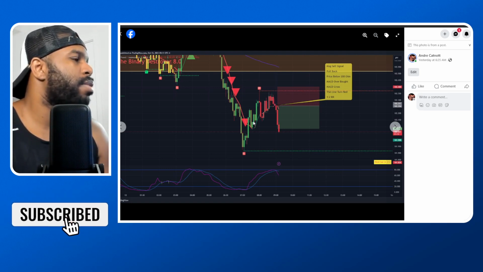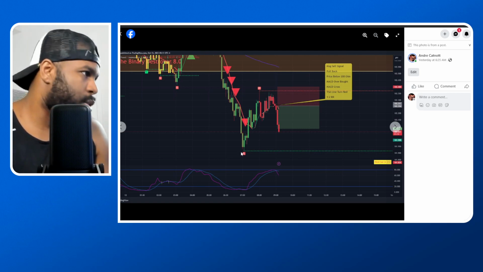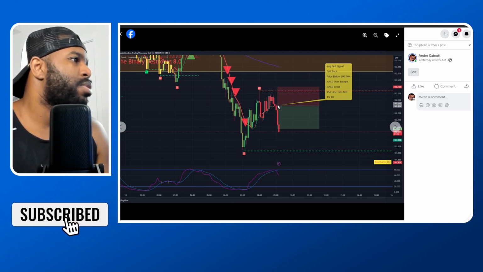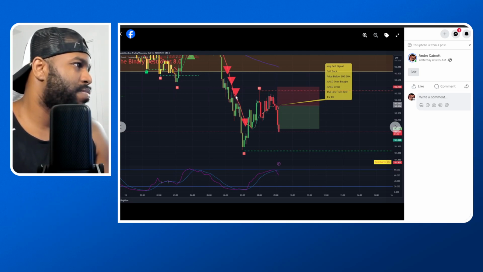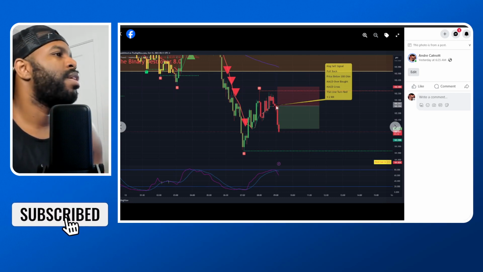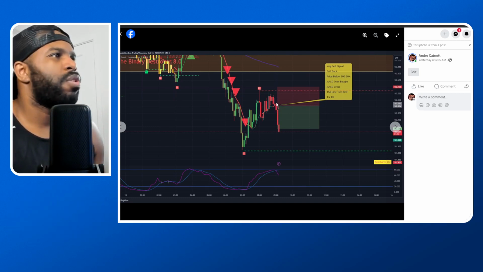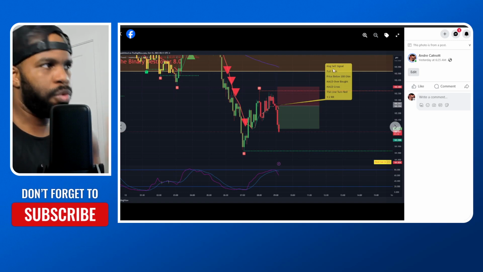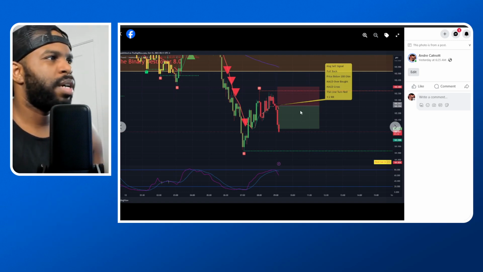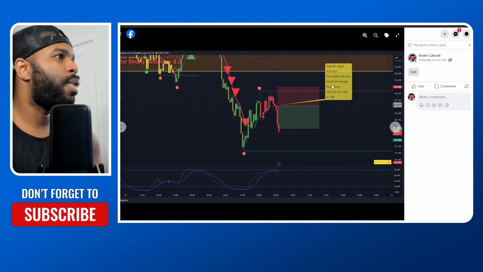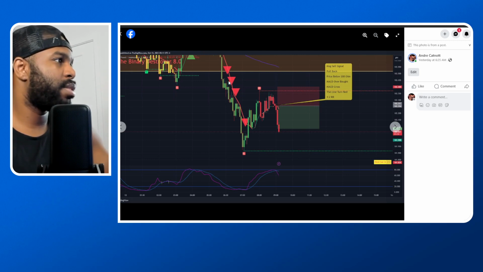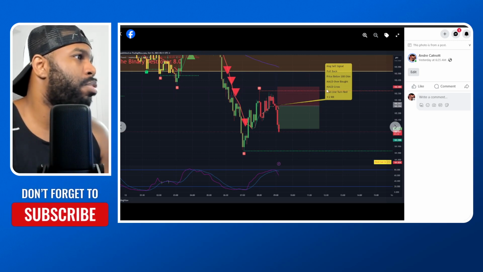So once I saw the pullback, I waited for price to close above this red line or this green line, and I waited for it to turn red. That's called the TS line. So I have basic rules when it comes to taking trades. Before I take a trade using this indicator and strategy, I wait for a sell signal, which is the red arrows pointing down, and I wait for the pullback.